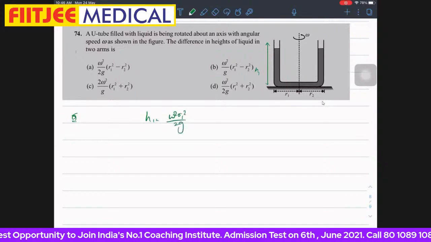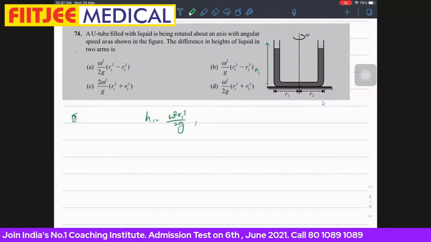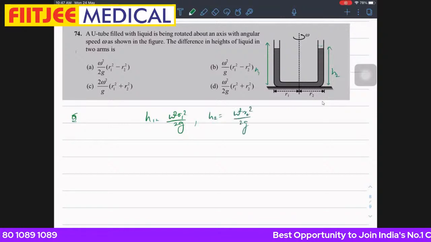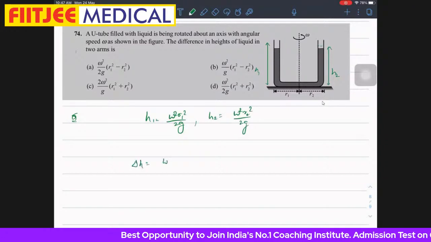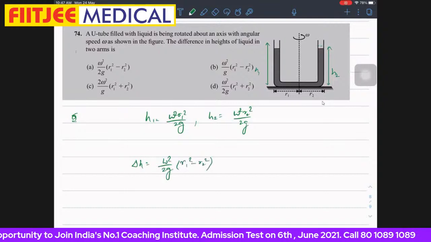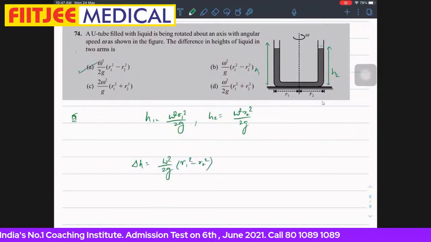So h1 will be how much as per the formula? Omega square r1 square by 2g. Here, suppose this height is h2. So what can I write for h2? Omega square r2 square by 2g. They're asking the difference in the height. So delta h will become how much? Omega square by 2g, R1 square minus R2 square. So which option? Option A.